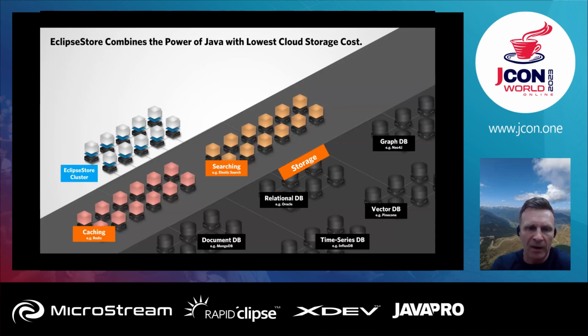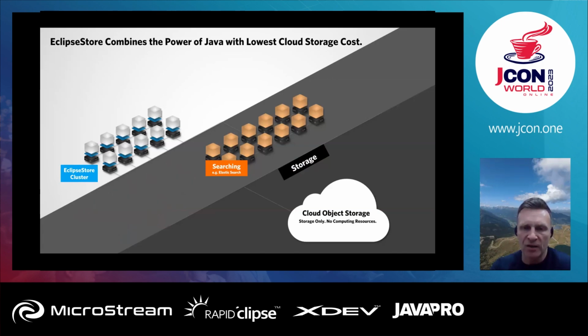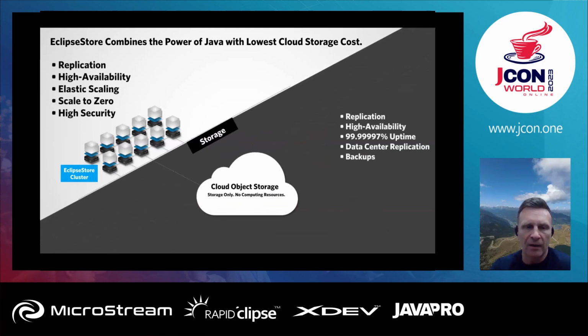So we run the EclipseStore cluster. Everything is already in memory. We replicate the memory, so we can skip the caching cluster. We store data directly in a cloud object store. We can deal in Java with all data types and data structures. So we only need a cloud object store, super cheap. We remove the distributed caches and searching also. And so we simplify the whole architecture. That's great. And this is pure Java stuff.